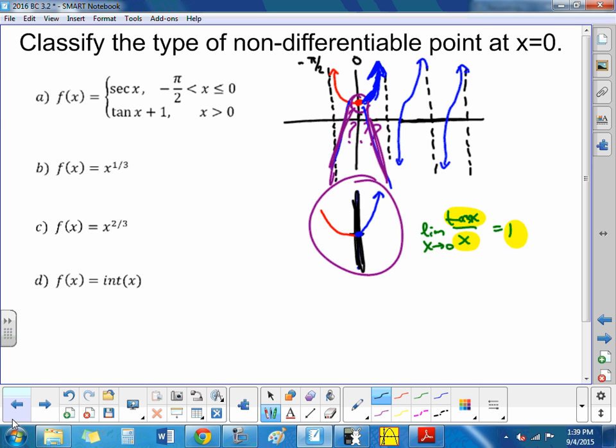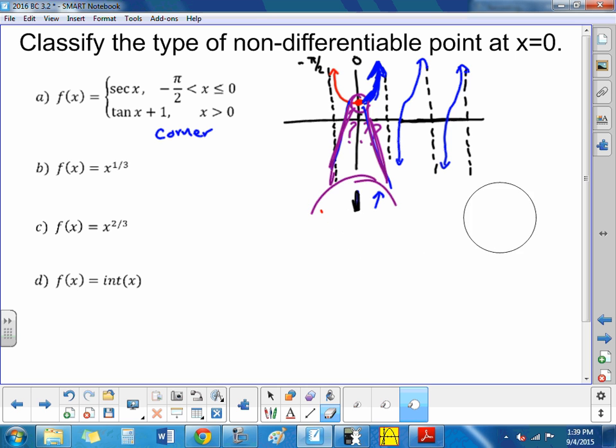Okay, so hopefully that more or less convinces you that that is a, what, cusp, corner, vertical tangent. What is that thing? The slope on the left is approaching 0. The slope on the right is approaching 1. That's a corner. Two different numbers. Okay, so this is a corner. And you could have graphed it on the calculator in 2 seconds and answered the question, right?